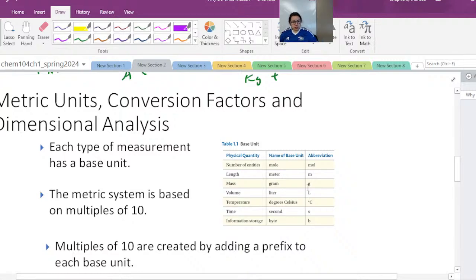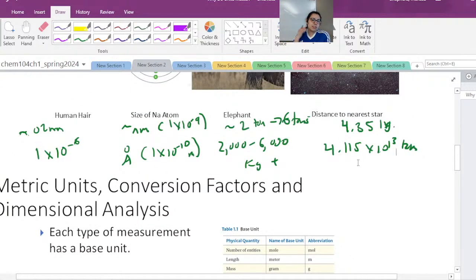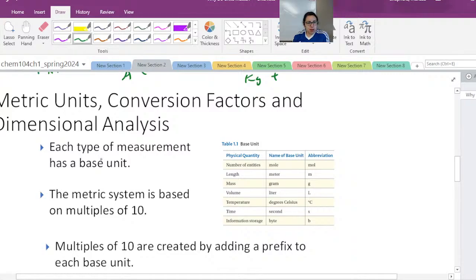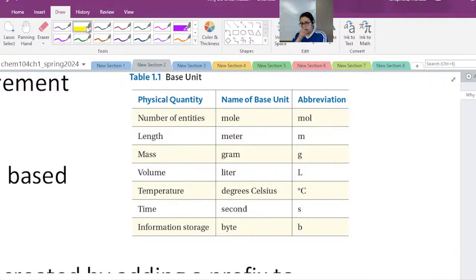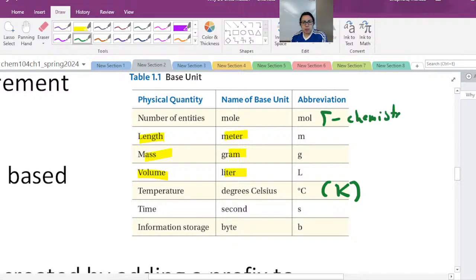And so now let's get into the metric unit. This just gives us a taste, right? Scientists can work from anything really small to really large, and of course we have our metric system to help us deal with that. These are our base units. Length is in meters, mass grams, volumes liters. Temperature is Celsius, but I'm going to put in parentheses Kelvin. Again, we'll revisit this as we continue. Time, your base unit is seconds. Information is bytes, but we won't deal with too much of that. And then we also have our moles, which is our special chemistry unit, which we'll come back to.